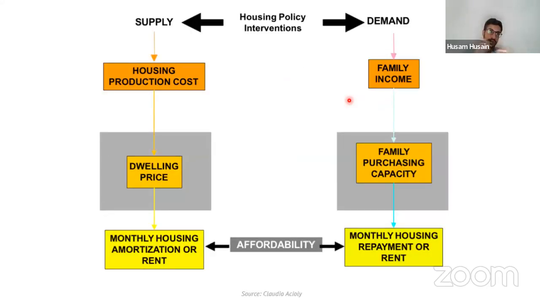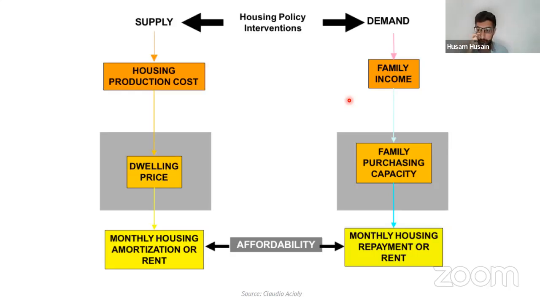And here we come to the link a bit to affordability. Having understood all of these aspects, which cities all over the world are faced with, we need to understand the overall demand and supply of housing. I mean, affordability lies between supply and demand. It lies between the family income and the housing production cost. It lies between the family purchasing capacity against the dwelling price. And at the end, the monthly housing repayment or rent against the monthly family income is the real link to affordability.